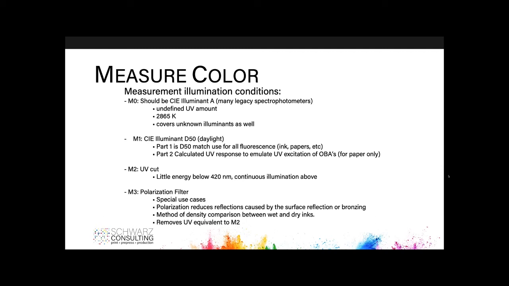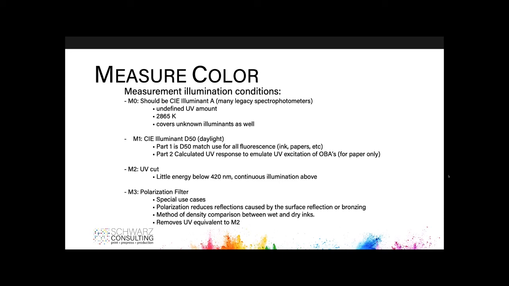M0 is a standard which is no standard. This is from before they defined the standard, when everybody could put a lamp in their measurement device as they wanted, and there was nothing regulated. To not lose these devices, they came up with the standard M0. That means you can do whatever you want. So M0 means it's not defined.